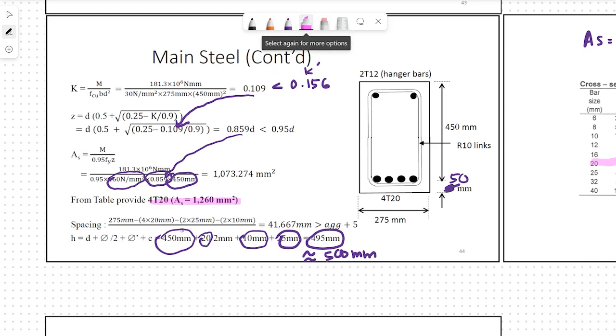So look at here. Okay, I have 4 numbers of main reinforcement. I draw like this. And the breadth 275. I have a mild steel 10 diameter link ataupun shear reinforcement. The effective depth is 450 and the balance down below it is 50. And for the hanger bar, it is assume saja 2T12. Okay, so we are done for example number 2.